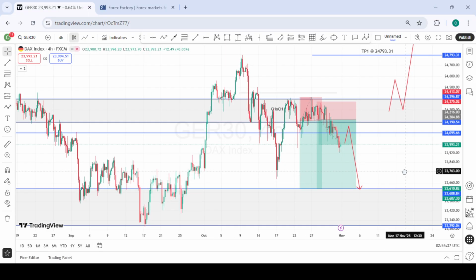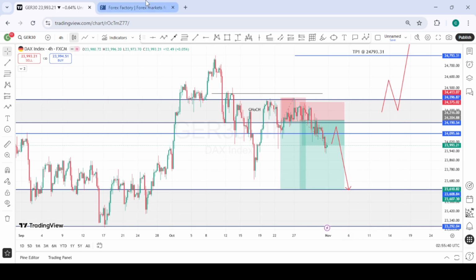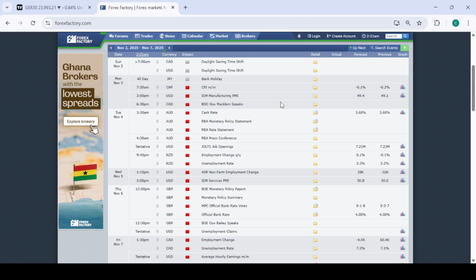Let's now look at the economic calendar for the coming week. On Sunday, there's going to be a daylight saving time shift for America, so USD and CAD. The daylight saving time is going to shift by, I think, one hour, right? Yes. Then on Monday we have a bank holiday for JPY, and the same Monday we also have CPI for the CHF, USD also has an ISM manufacturing PMI, and the Bank of Canada's governor is also going to speak.